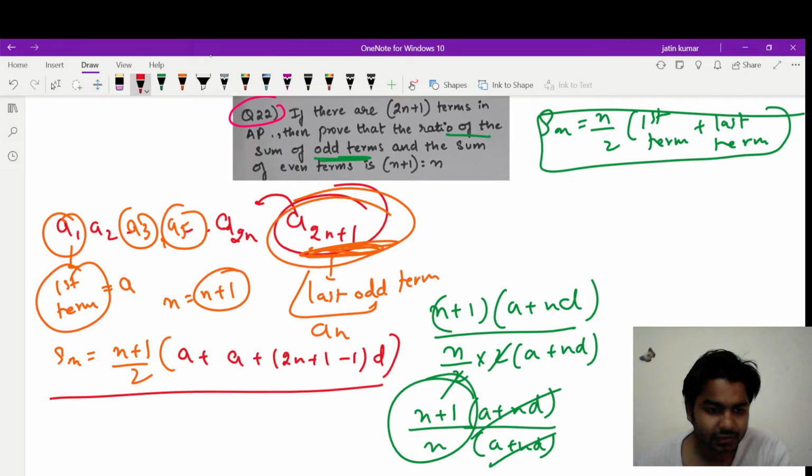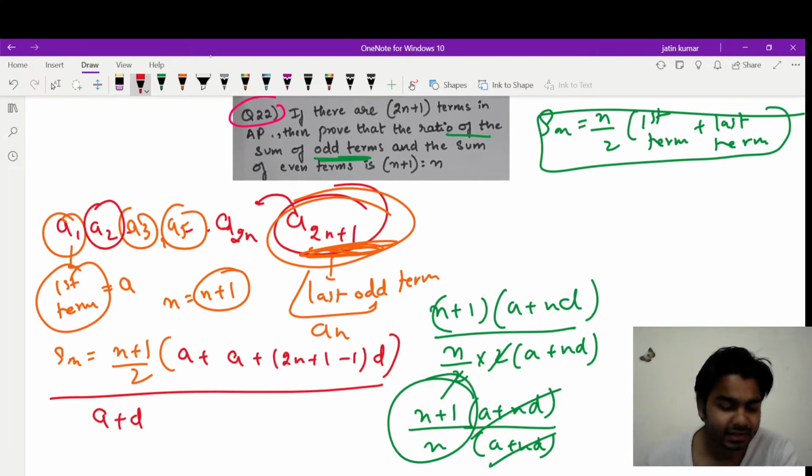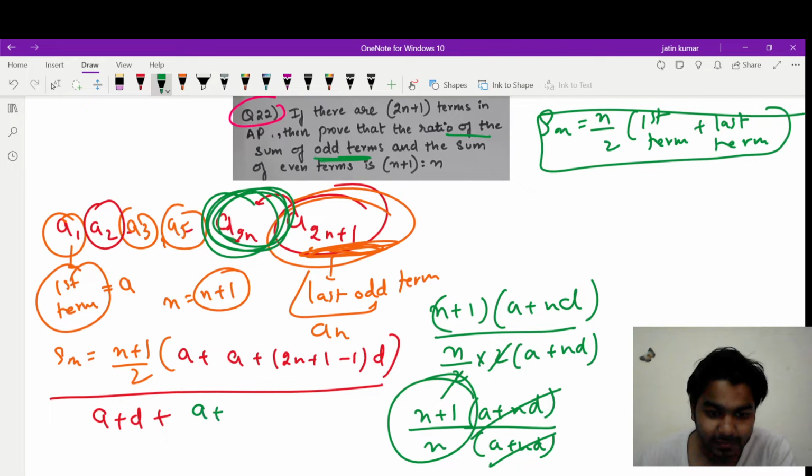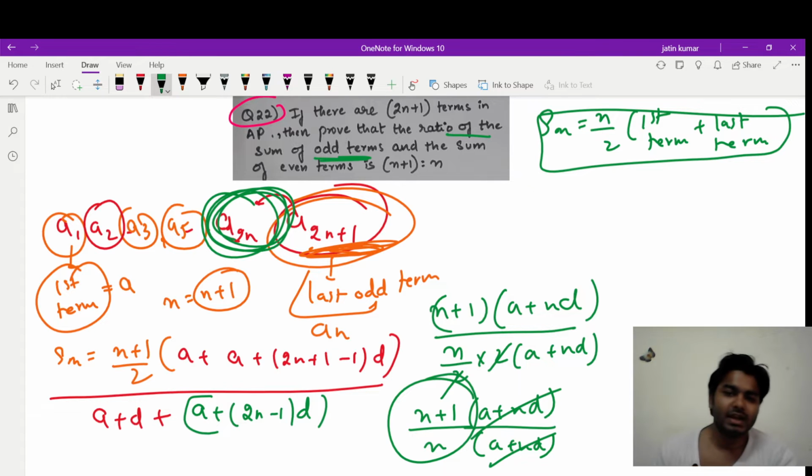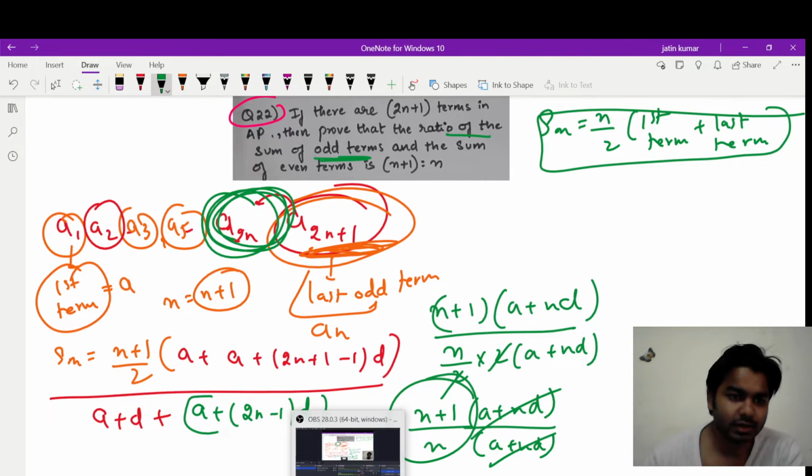And same for even, the first even term will be the second term, which is a plus d. The coefficient of d will be 1 less than the actual term, and the last term will be a(2n). How do we write a(2n)? a plus (2n-1) into d, right? Simply I have solved it and we have got our required answer.